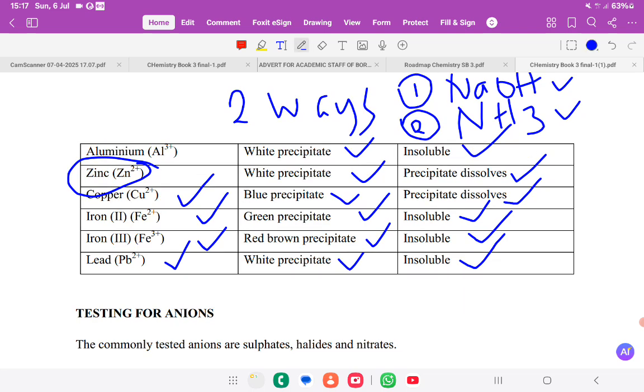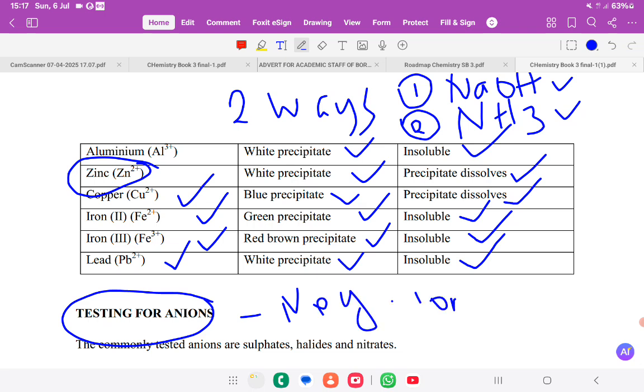When we meet again in the next lesson, we are going to look at testing for anions. Remember, anions are negative ions. We are going to look at the procedure involved and the expected results for each negative ion.